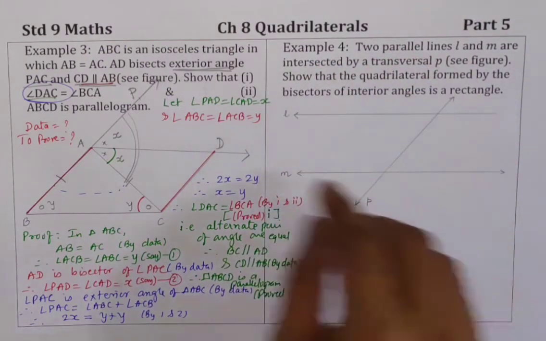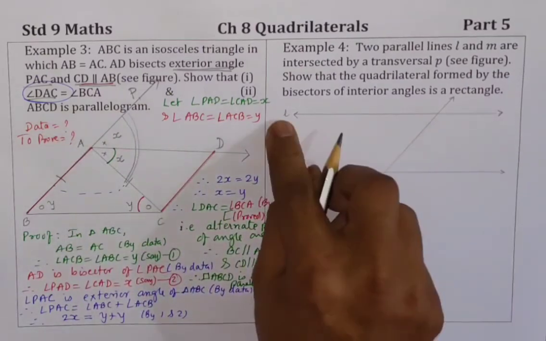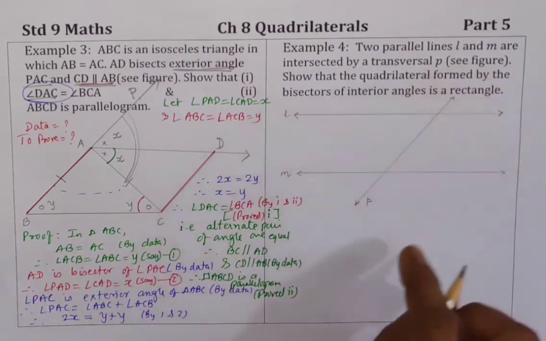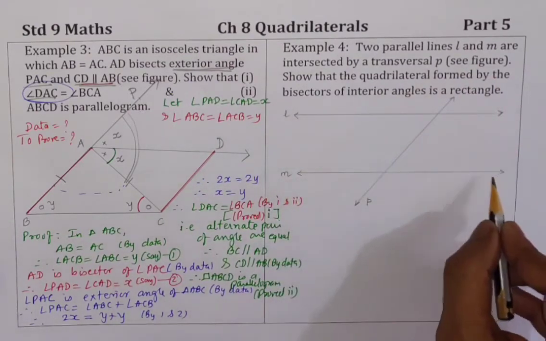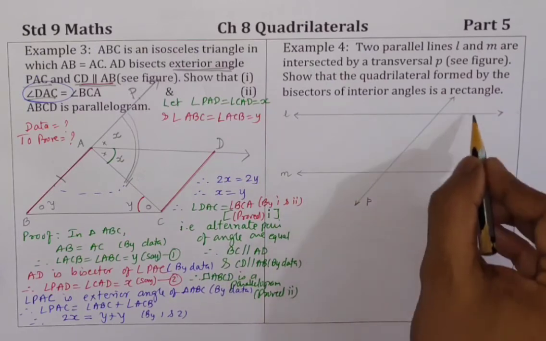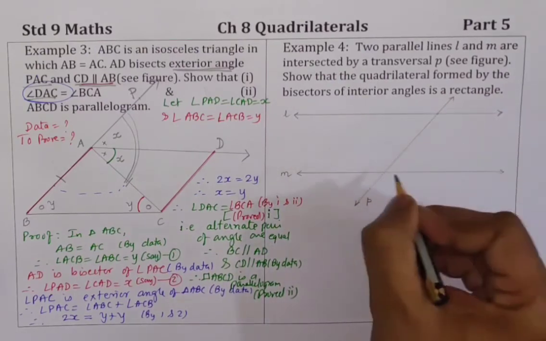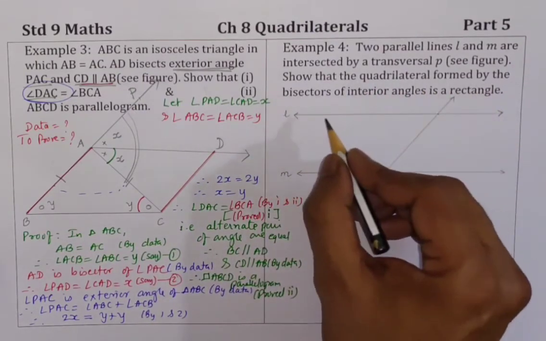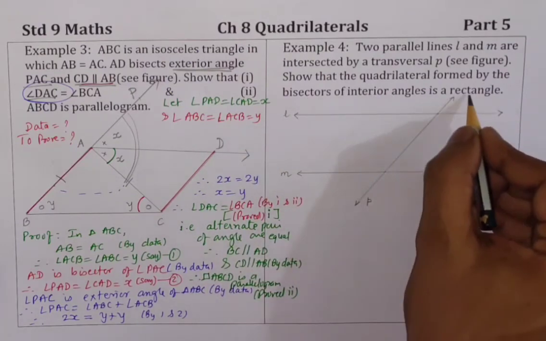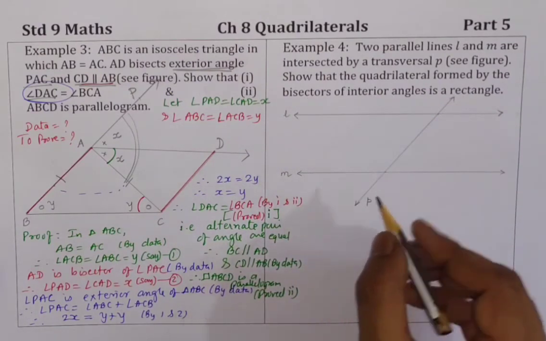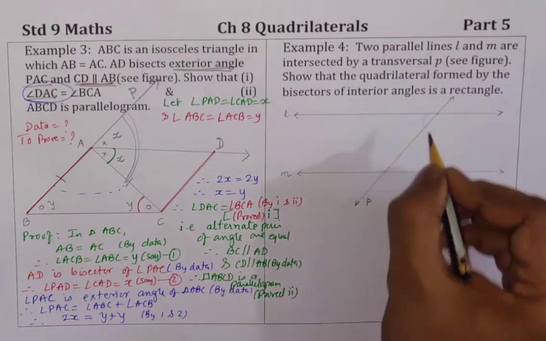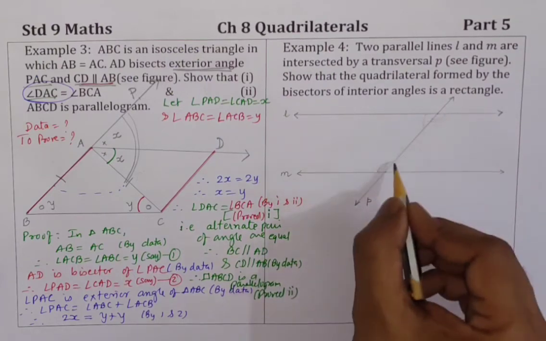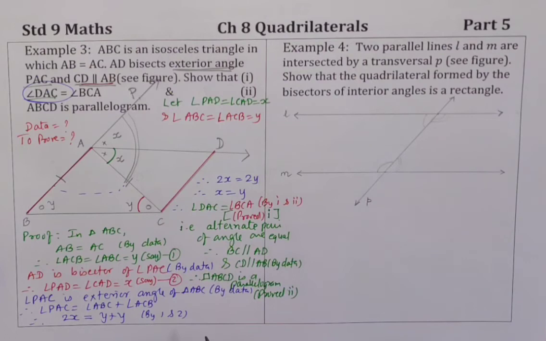Two parallel lines, one is L and M, are intersected by transversal P. See the figure? L is parallel to M and P is the line which intersects L and M in two distinct points. Okay, transversal. Show that a quadrilateral formed by the bisectors of interior angles is a rectangle. ये okay, ये और ये, that is interior angles on the same side of transversal. Then this angle and this angle is also a pair of interior angles.